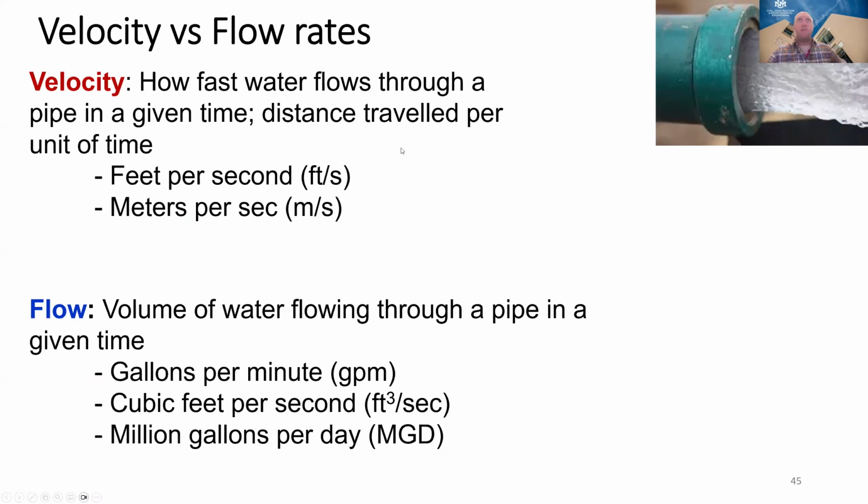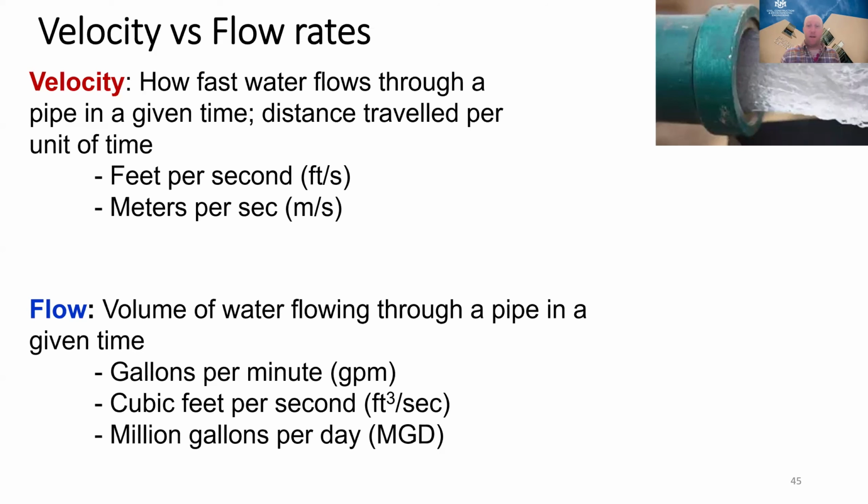Okay, so now we're going to move into a different concept, but it still isn't going to incorporate volume, because what we're doing right now is building on some of the stuff we've already gone over. We're going to talk about velocity, what that is, and how it differs from flow rates. Velocity is how fast your water is moving through a pipe at a given time. So it's a distance traveled per unit of time.